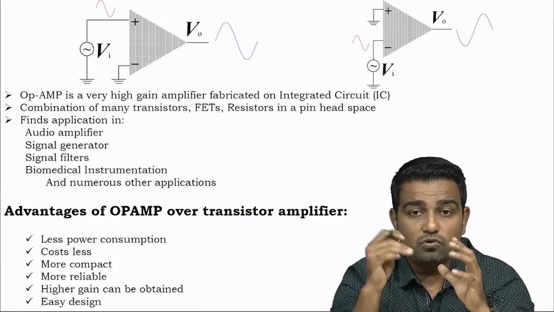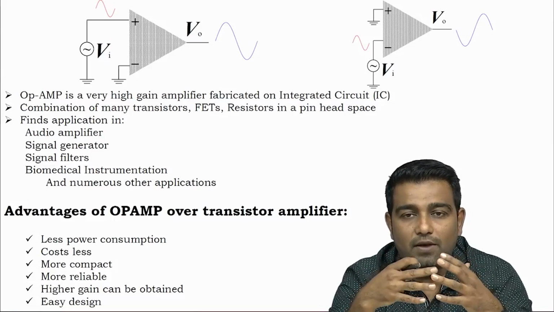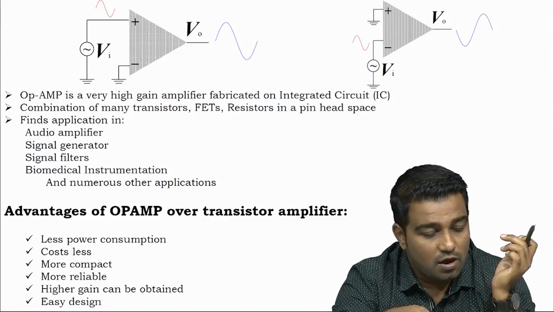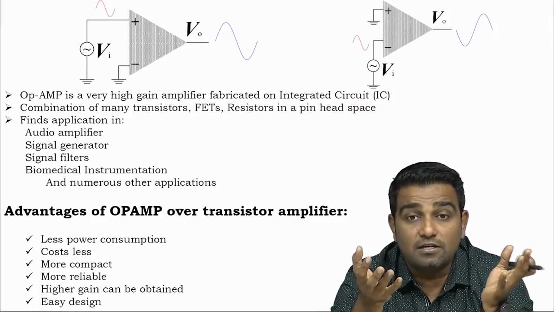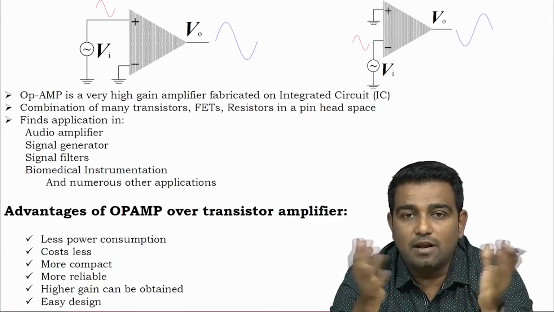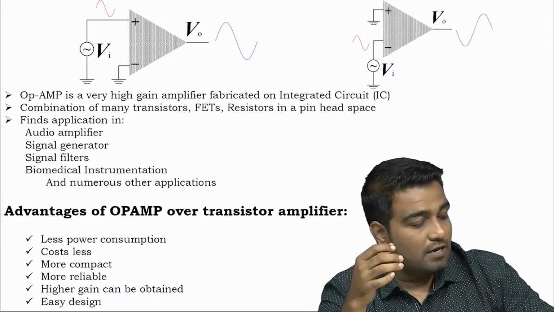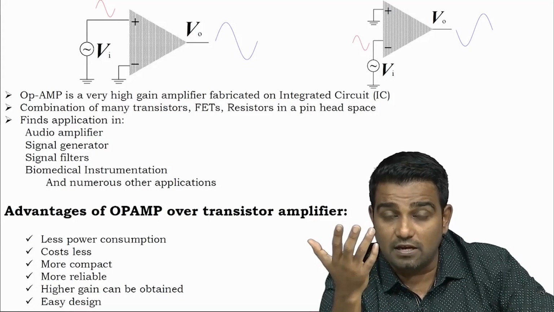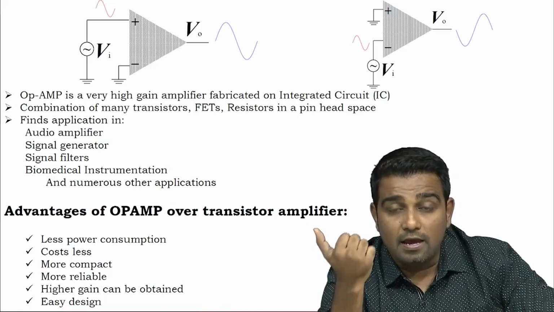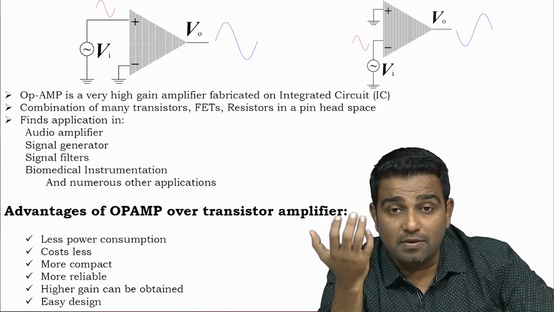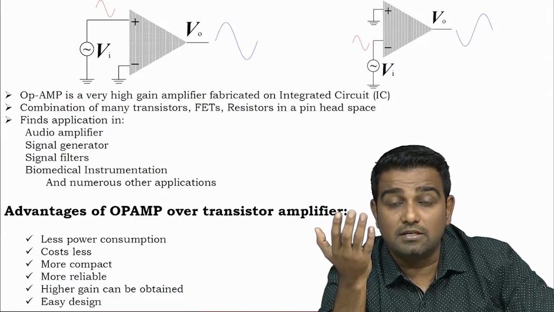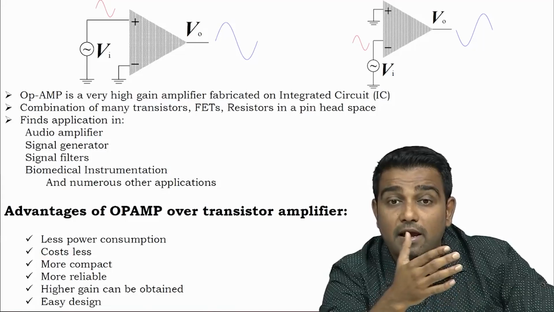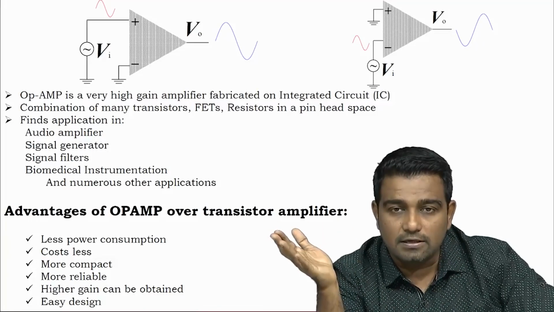So, you should understand why we are using the op amp. Some of the applications of op amps are listed in front of you: audio amplifier, signal generator, signal filters, biomedical instrumentation and numerous other applications. Op amps are used in signal conditioning circuits, in amplifiers, and as differentiators. In the last course particularly, we saw the op amp as an integrator and as an adder. Then we saw the functionality of the op amp in different circuits.